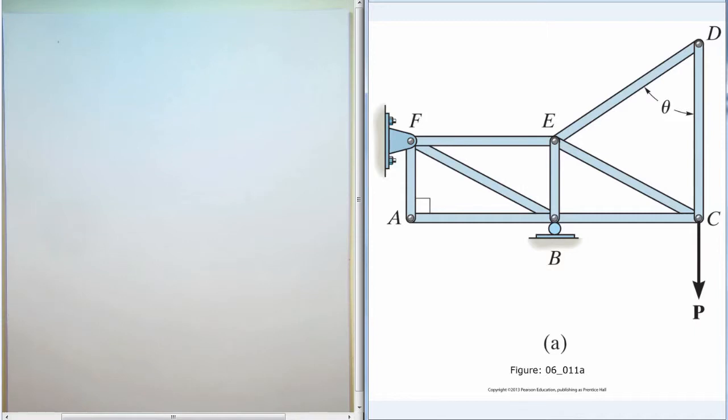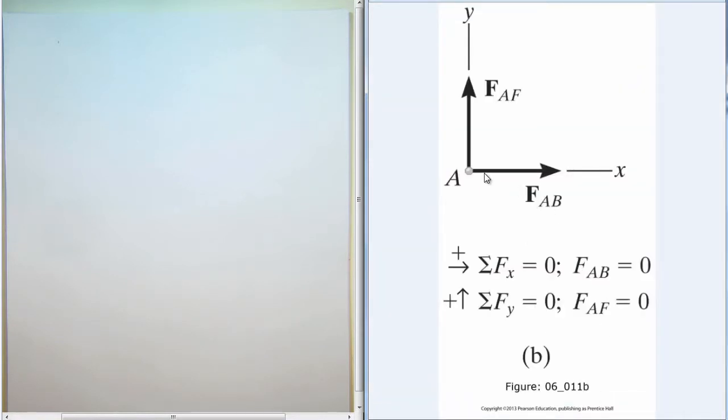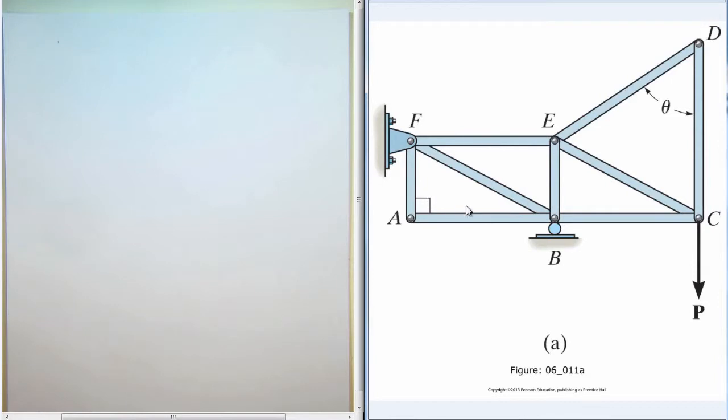There are a couple of these cases in this truss. So looking at joint A, we see two non-collinear members that are connected to the joint, and there's no external force applied there. So we'll look at the free body diagram of joint A, and here are the forces from the members. FAB is horizontal, FAF is vertical, and so if we look at the force balance in the x direction, we see that FAB is 0, and the y direction tells us FAF is 0. So for that joint to be in equilibrium, these have to be zero force members.